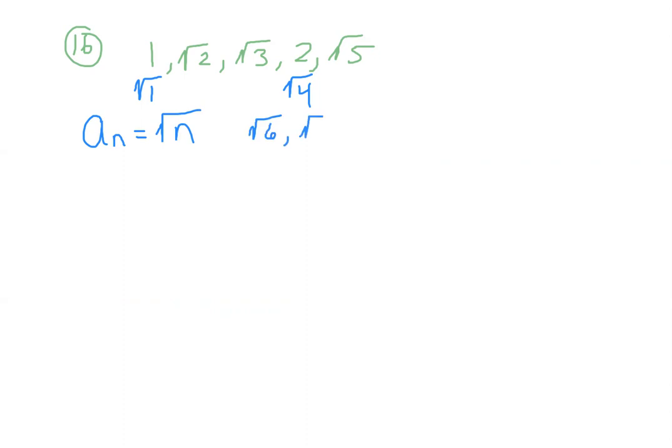1, square root of 2, square root of 3, 2, square root of 5. Again, let's write it. That is that, and that like that, and we can say AN equals the square root of n. And our next terms are square root of 6, square root of 7, and square root of 8, which is 2 times the square root of 2. Okay, those are explicit.